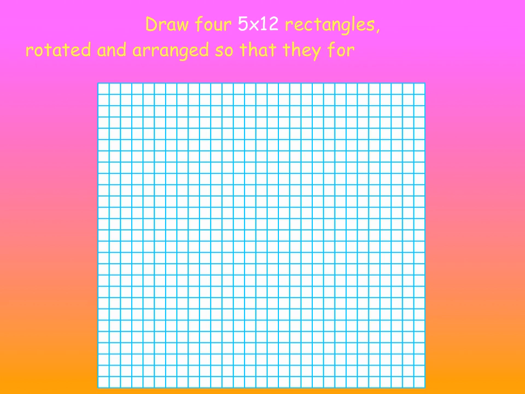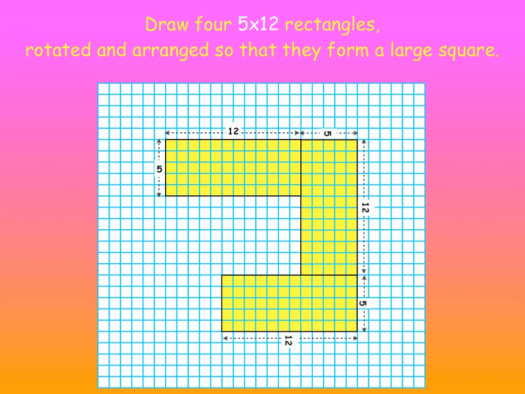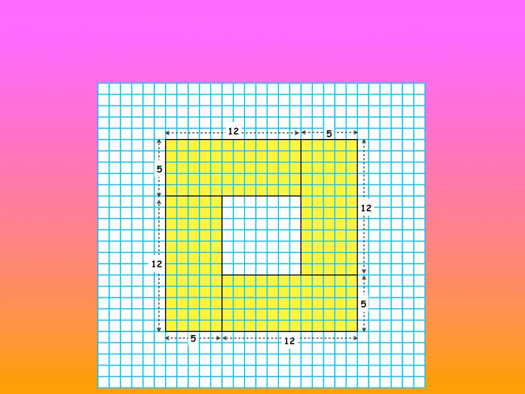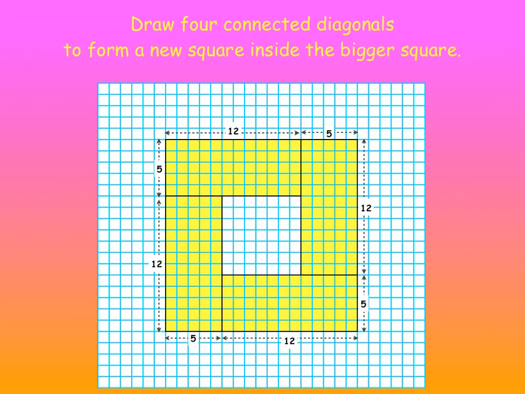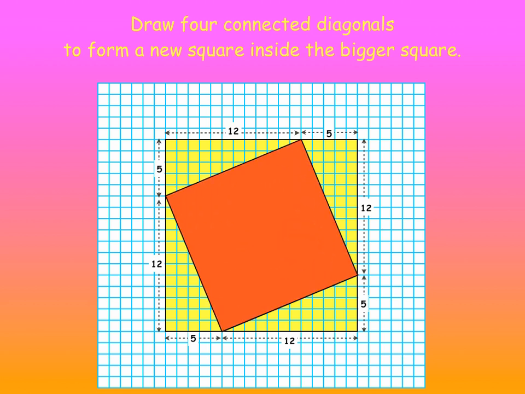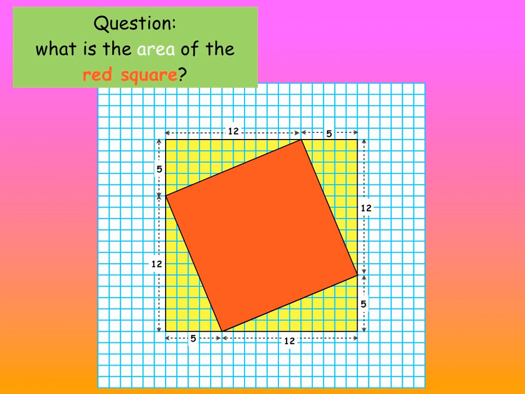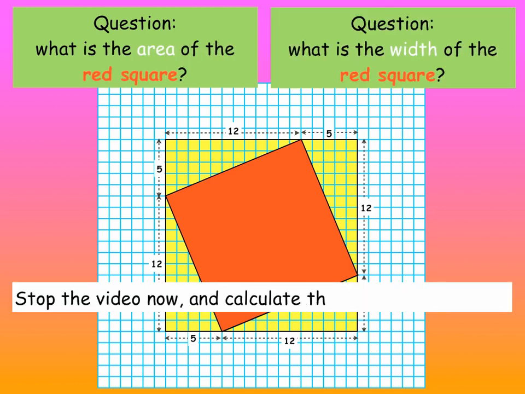One more exploration. Draw 4 5 by 12 rectangles, rotated and arranged so that they form a large square. Here's our large square. Draw 4 connected diagonals to form a new square inside the bigger square. And what is the area of this red square? And what is its width? Stop the video.